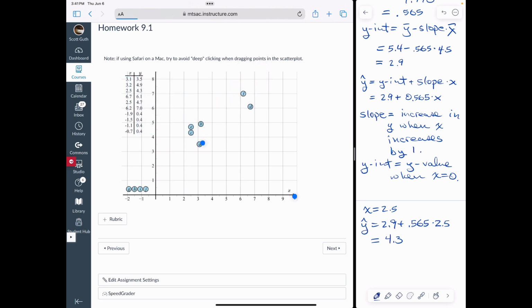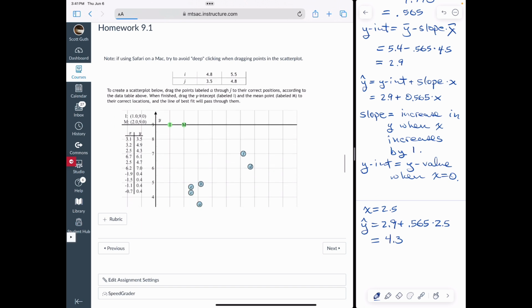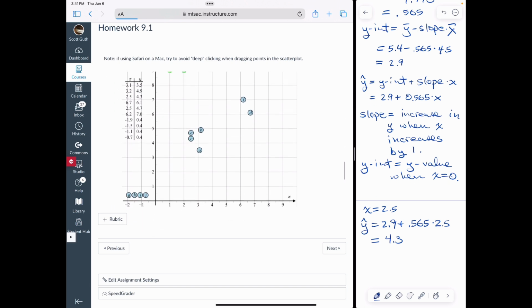Let's double check that. 6.2, 7.0 is correct. Now I'm on G. So for G, it's 5.9, 6.1. Up in here. Okay, I'll fine tune it now. 5.9, 6.1. Like that.